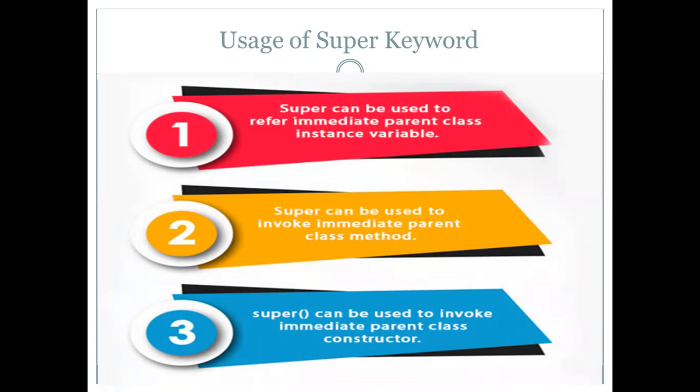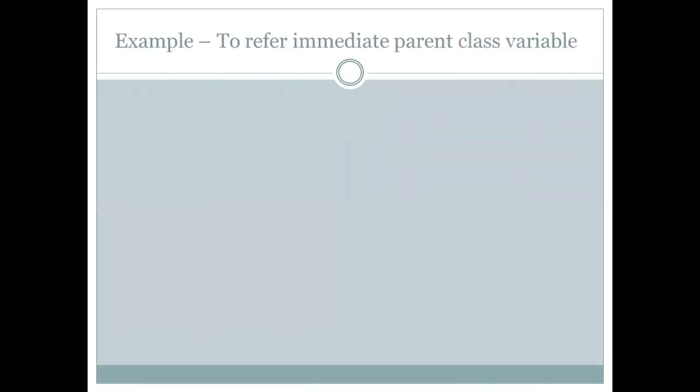Now coming to the first usage. The example that we are going to see is, we are going to create a parent class and then create a child class, and from the object that we create for the child class, we are going to see how we refer to the immediate parent class variable. So the first usage is, how is the super keyword used to refer to the immediate parent class variable.